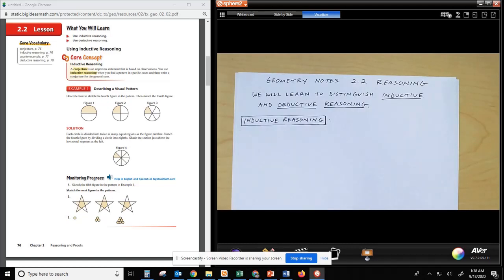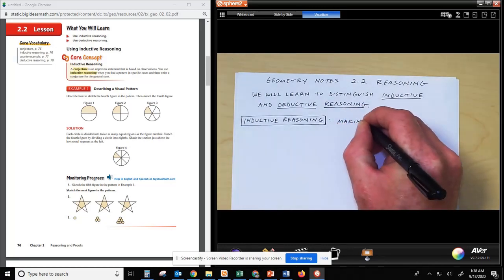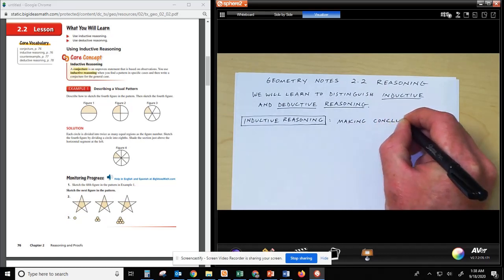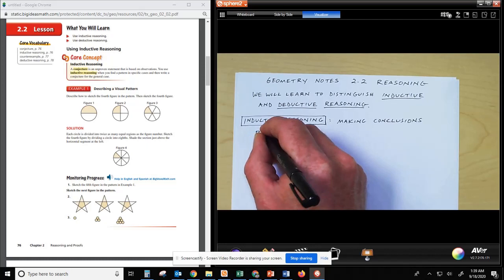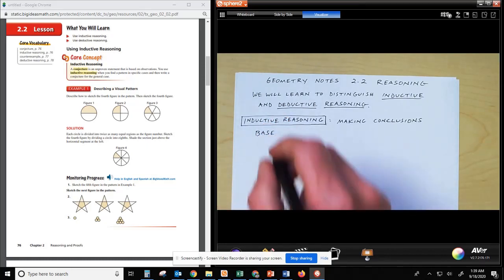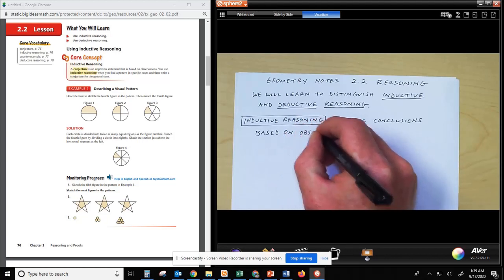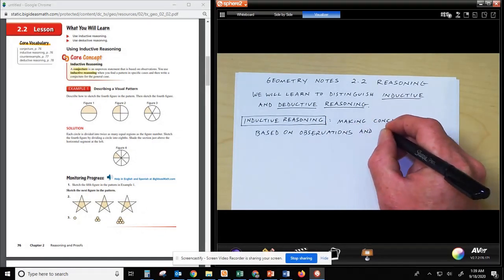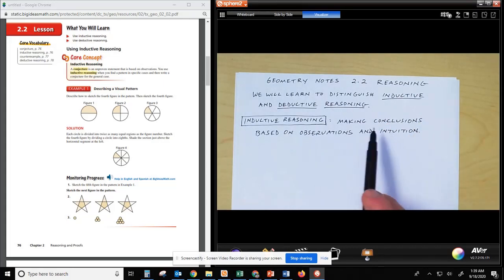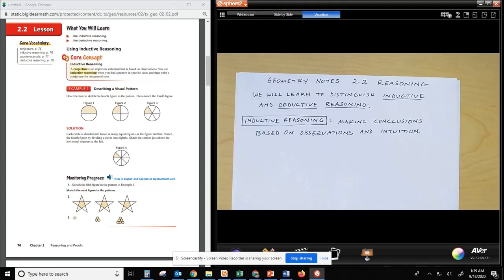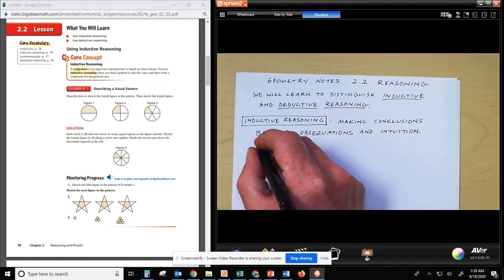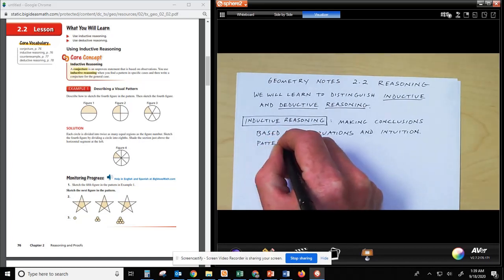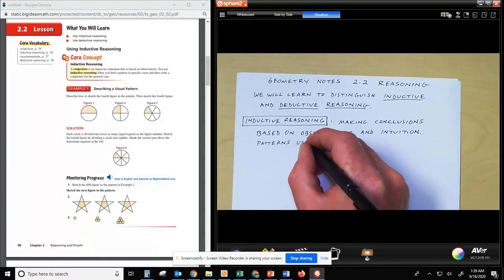Inductive reasoning is a form of thinking, a form of making conclusions. And this one is making conclusions based on observations and intuition. Okay, I've given you a general definition, and now I'm going to break it down into even fewer words. This is not English class. You're right. Patterns used to write a conjecture.